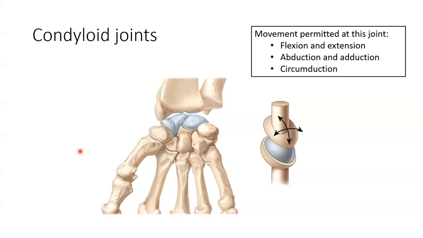Examples of condyloid joints are the radiocarpal or the wrist joints. So these bits here, the carpal bones going into the radius. And also the metacarpophalangeal joints, which are the joints between the metacarpals or the long bones in your hand and the proximal phalanges, which are the bones of your fingers.